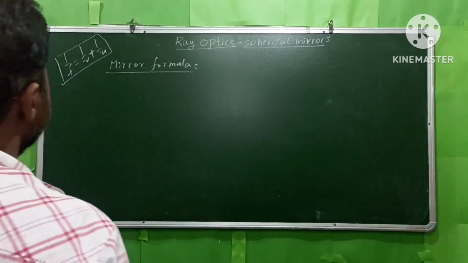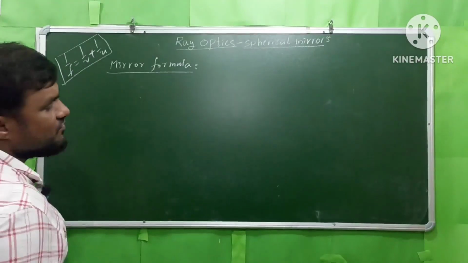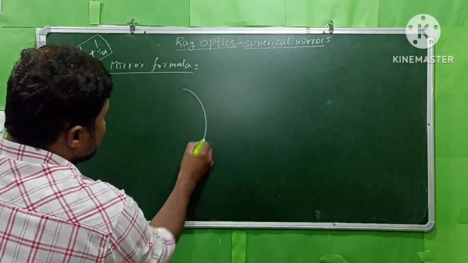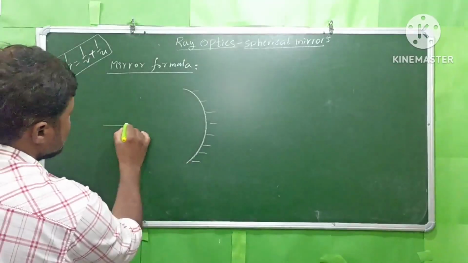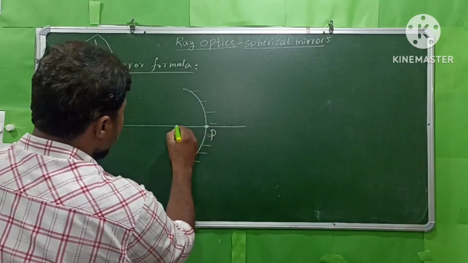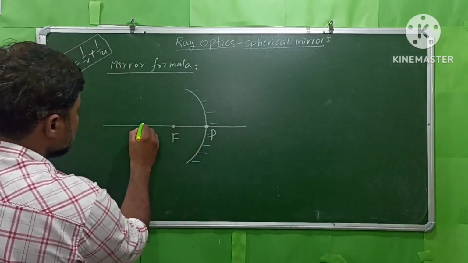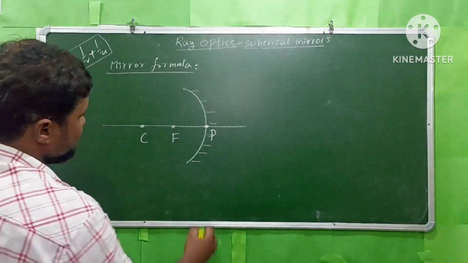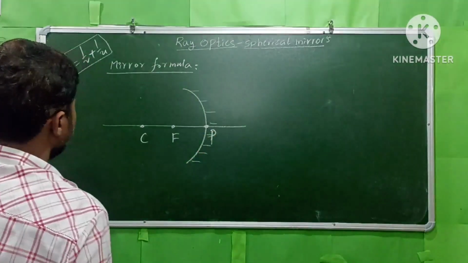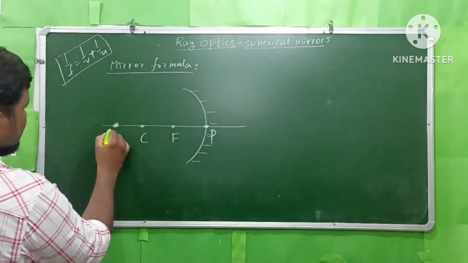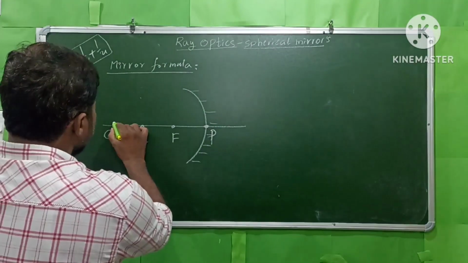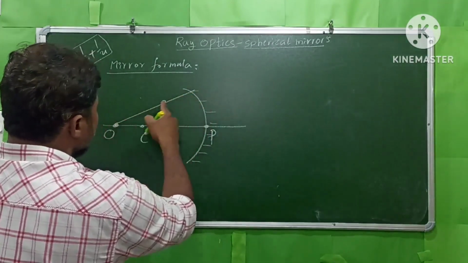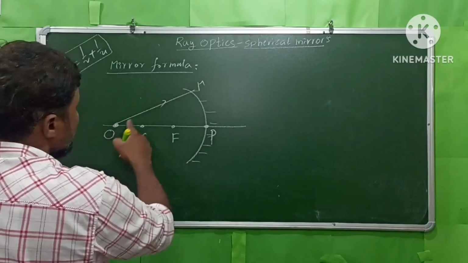Now we will discuss the derivation of mirror formula. Again consider concave mirror: pole, focus, center of curvature. Suppose any point object is kept here. Imagine any ray incident on the mirror as OM.